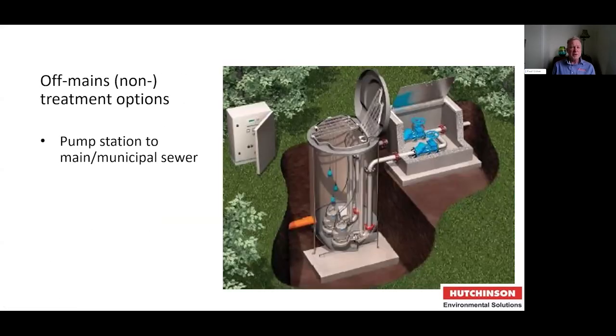So in terms of off-mains treatment options, really the first one, the most popular one, and the one that's at the top of the hierarchy in terms of the Environment Agency and regulatory bodies, is that they really would like everybody to join the main sewer. You can do that by gravity if you're uphill from the main sewer, but if you're not, then you'll need a pump station to pump the sewage uphill to the main sewer.